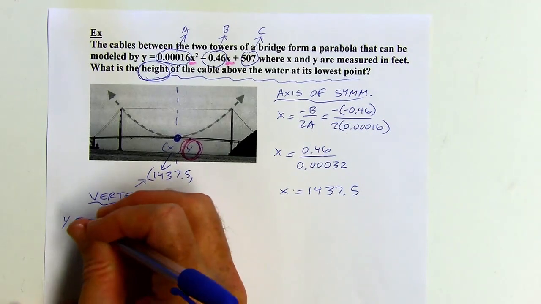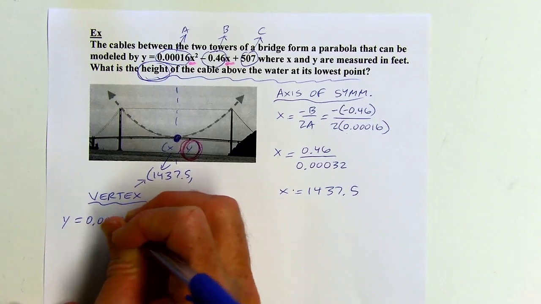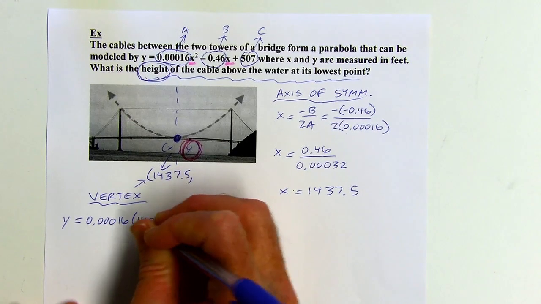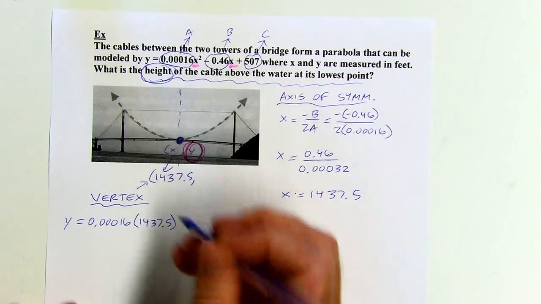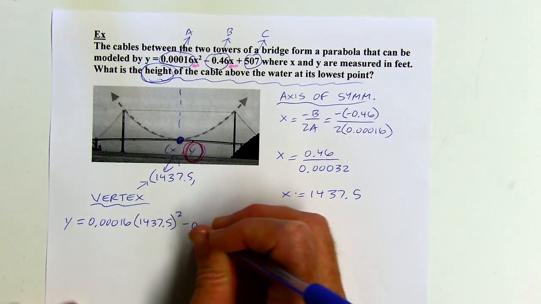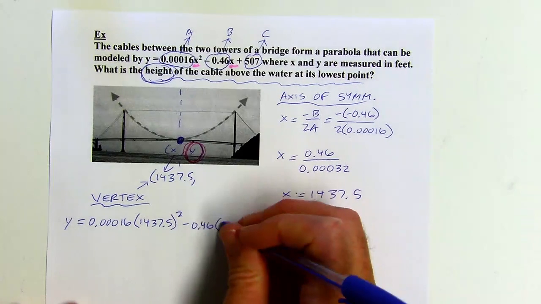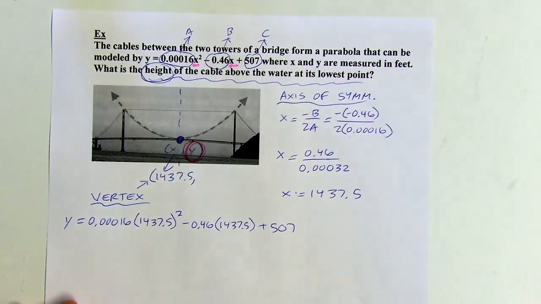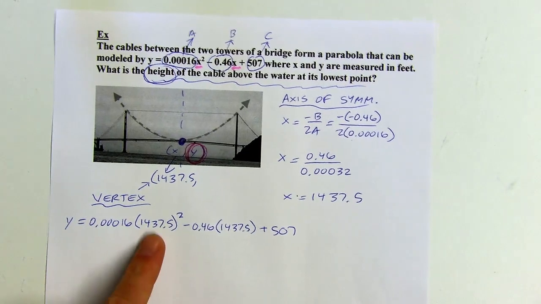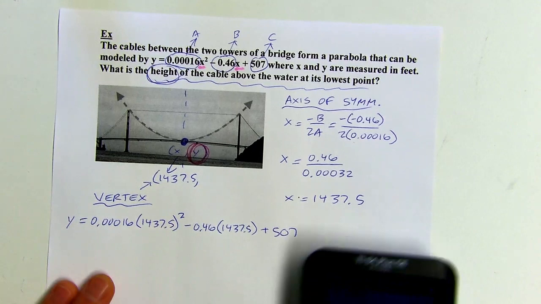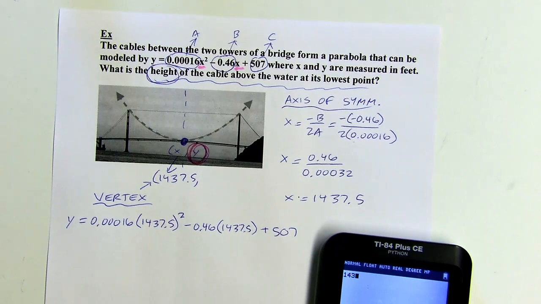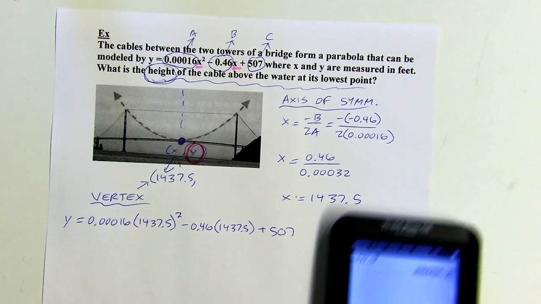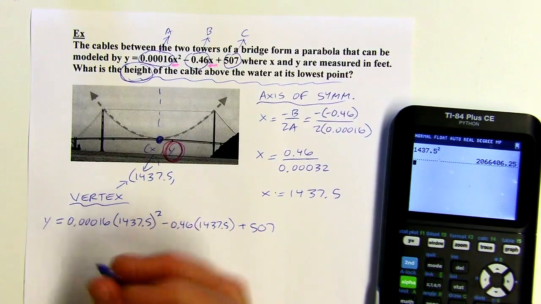So I've got 0.00016, then I've got 1437.5, and that's squared, minus 0.46 times x, and x is this number again. And then we're going to add 507 to that. So this is a long equation, but we can just sort this out with a calculator. I'm not going to square this by hand and do this multiplication by hand. So let's start working on this. I got 1437.5 squared. You could just multiply it by itself if you don't have a square button. And that gives me this number.